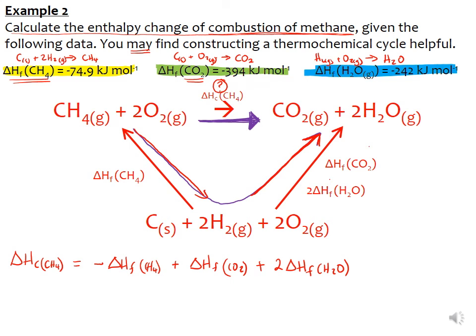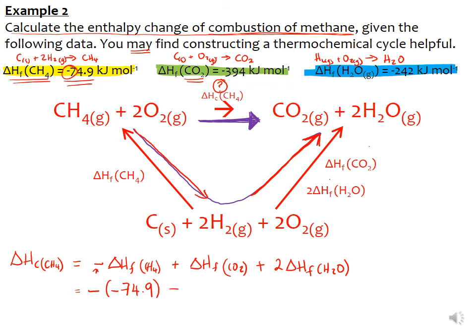Now substituting our values in, delta HF for methane is minus 74.9, but we have a minus just here already, so it's going to be minus, for the operator, brackets minus 74.9. So we have the negative for the opposite direction to the arrow, and then we have a negative for the value of the delta HF.